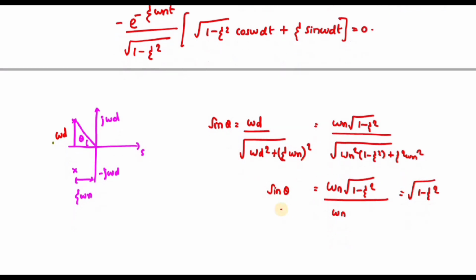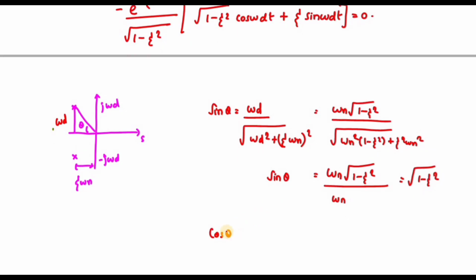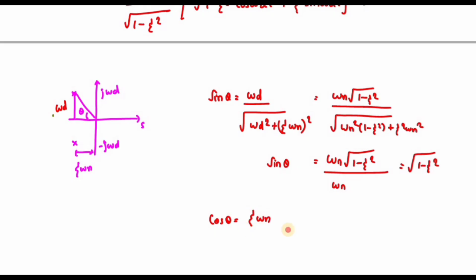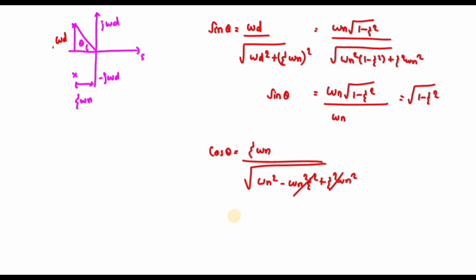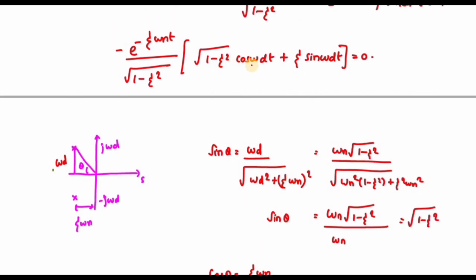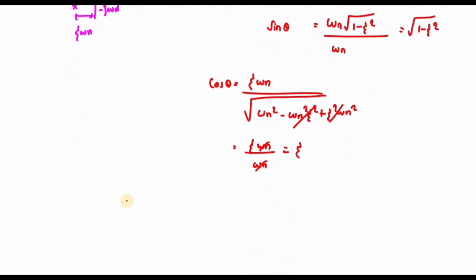In a similar way, I can write cos theta. That is equal to damping factor into omega n divided by this hypotenuse value, that is nothing but omega n, right? I will tell you how we have derived it in the previous equation. So you will get cos theta is equal to damping factor. So you substitute in the above equation. If you substitute, you will get e power minus damping factor omega n t.